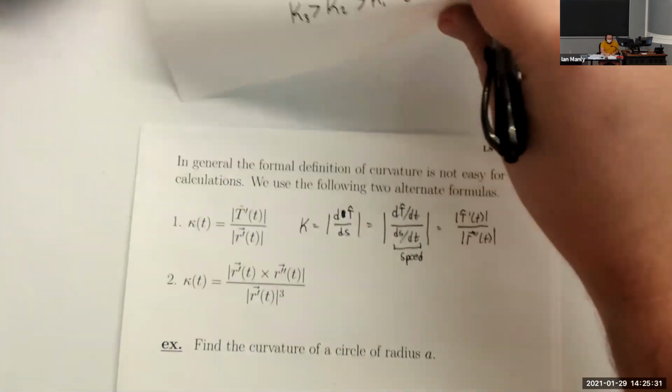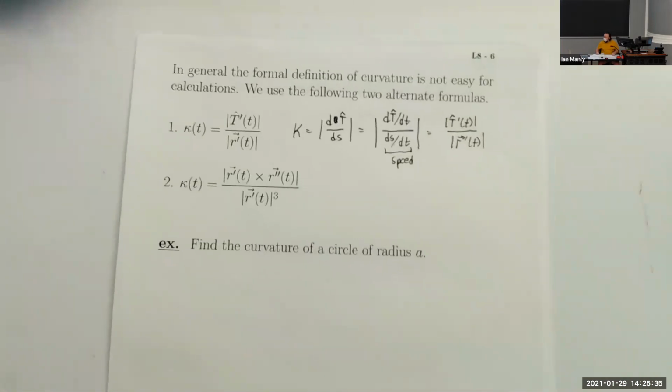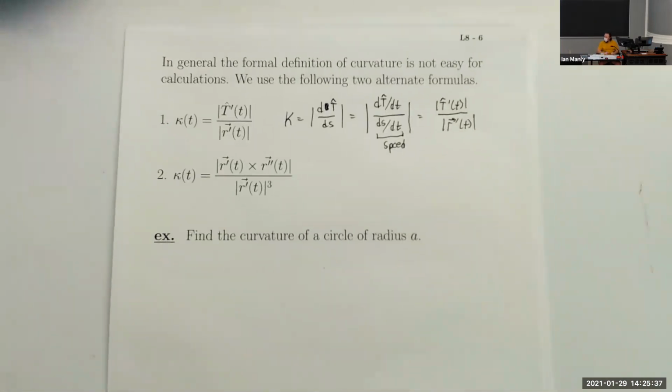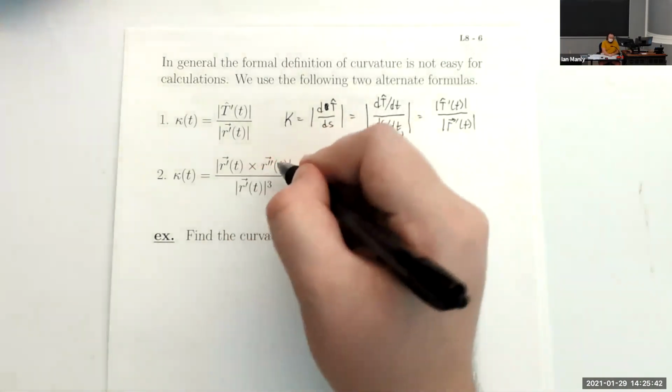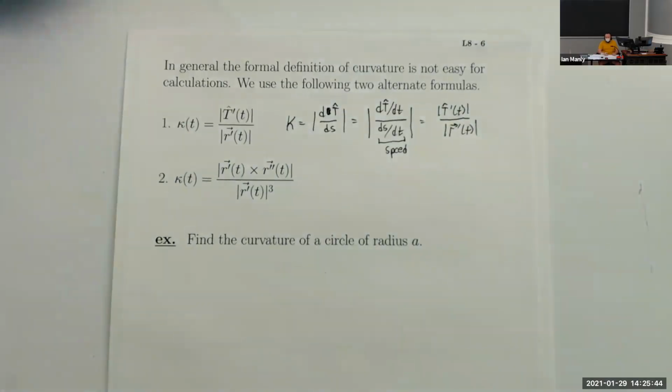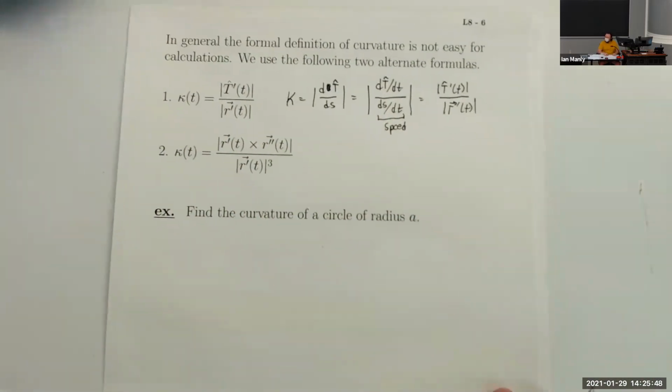And so what we're going to do now is try to apply this, and find the curvature of a circle of radius A. That's crossing, right? Yeah, this is the cross product because these are both vectors right here. That's right. So you need to do a cross product, which is why this might take a little bit of time. All right, find the curvature of a circle of radius A.